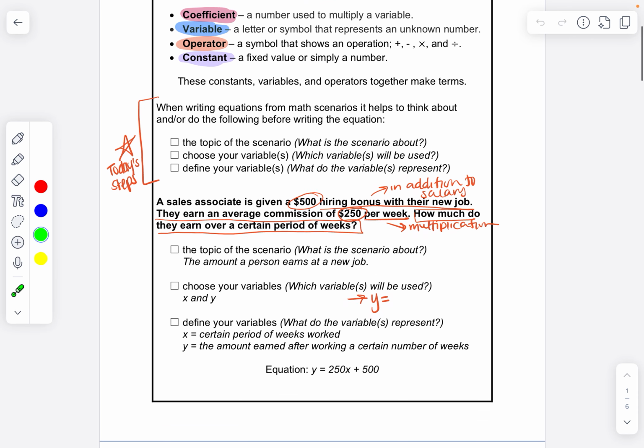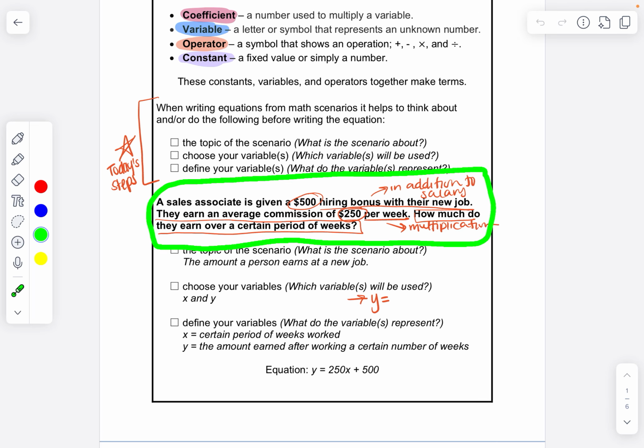So it tells us that when writing equations from math scenarios, it helps to think about the following steps. We want to ask ourselves, what is the scenario about? Which variables will be used? And what do the variables represent? So here is an example. It says a sales associate is given a $500 hiring bonus with their new job. Go sentence by sentence as you're reading these word problems so students are able to make sense of it.